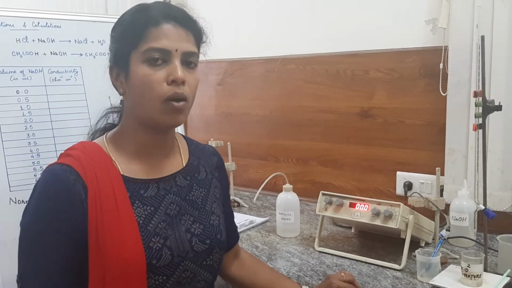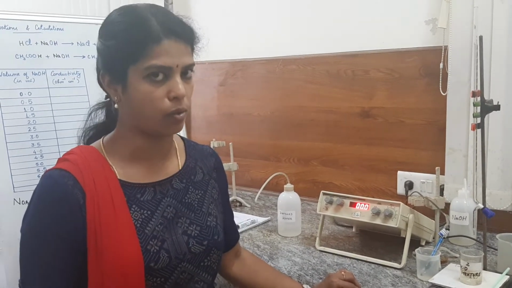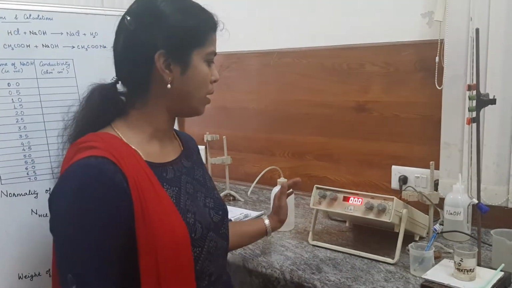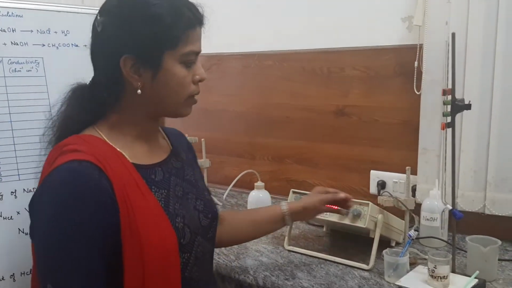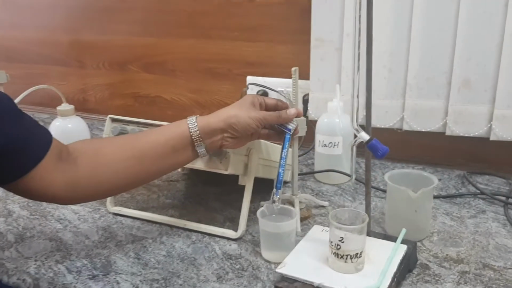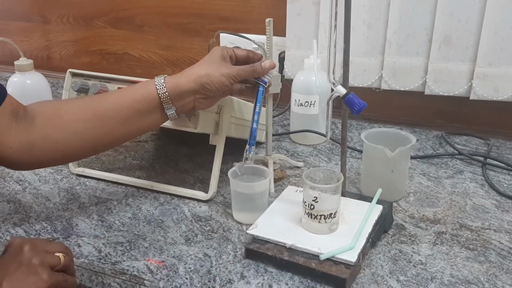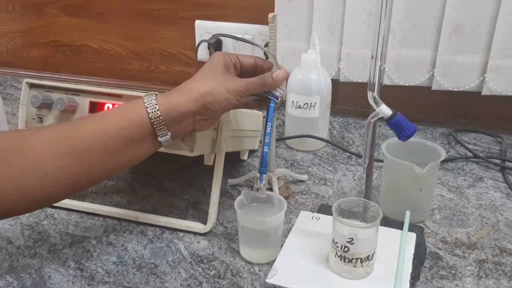We know that all electrolytes conduct electricity due to the migration of ions. Here in the conductometric experiment, we make use of a conductometer. This is a conductometer, and it has a conductivity cell. In this cell, two platinum electrodes are placed 1 centimeter apart and they have an area of 1 centimeter square.